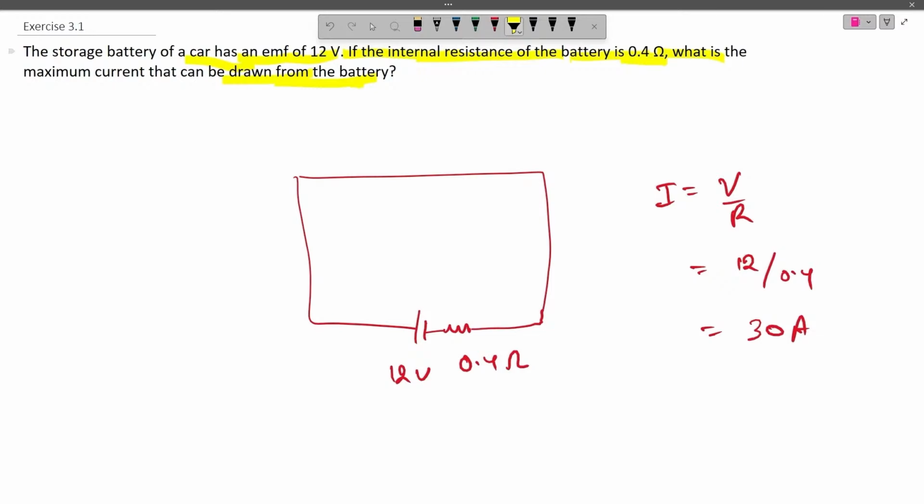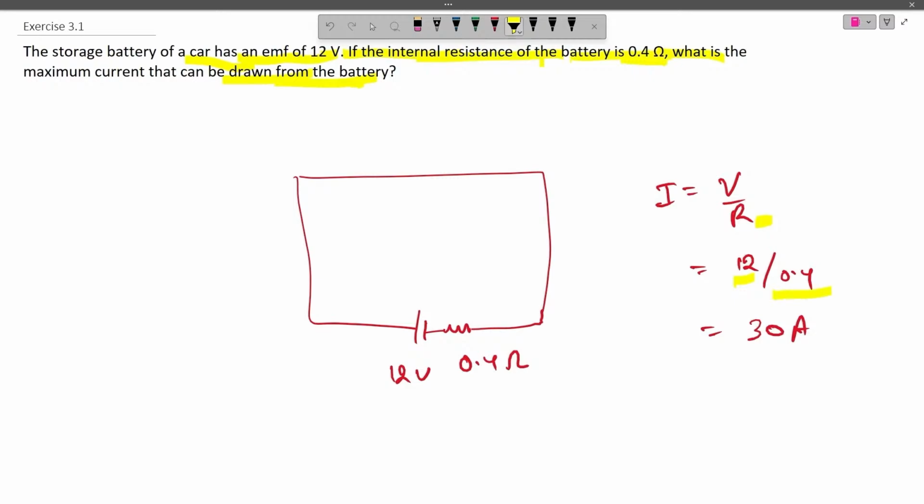In order to find out the maximum current that can be drawn from the battery, we need to get rid of all those extra components. So we have to close the circuit with just the battery with the internal resistance of 0.4 ohm. After closing this circuit, we can give the expression for current as potential difference divided by resistance. Here the resistance is just the internal resistance of the battery, no other component. So V would be equal to 12 volt and the resistance would be equal to 0.4 ohm.